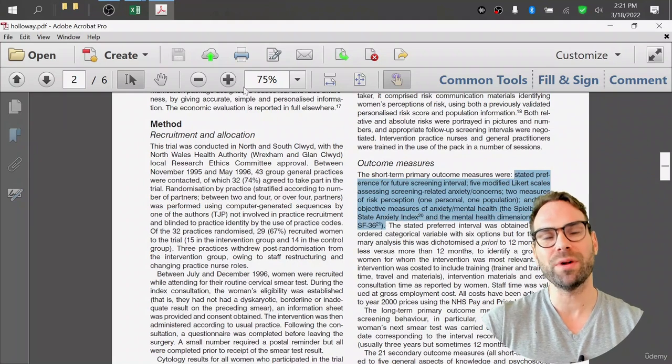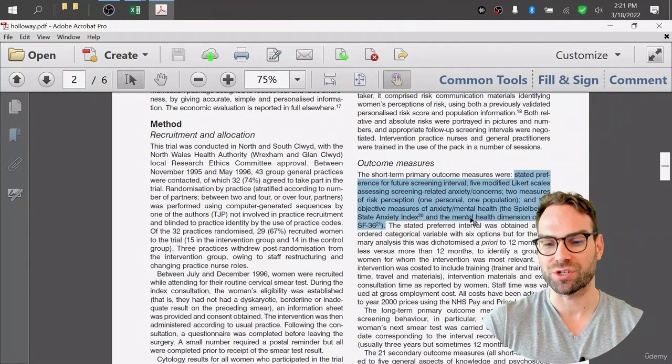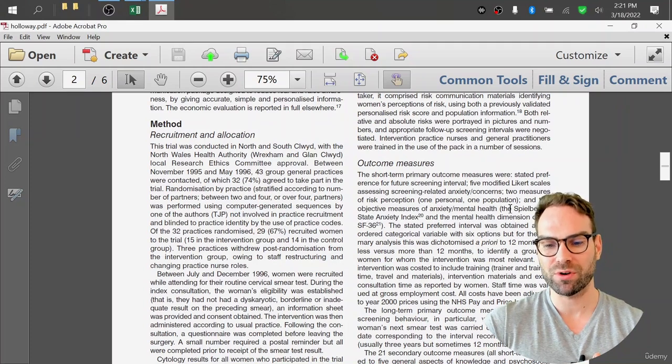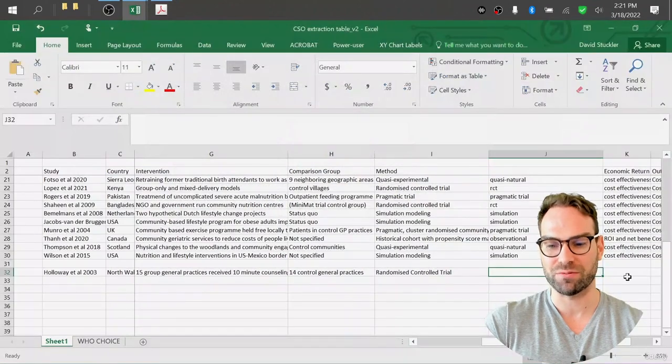So I might only be interested in one of these for my study. Suppose I'm only interested in mental health here. Then I would take the Spiegelberg Anxiety Index and this. So there were 2 mental health outcomes relevant. I'm going to say hypothetically that's the outcome I'm interested in.